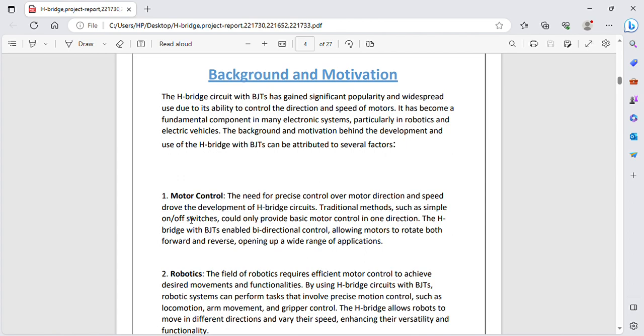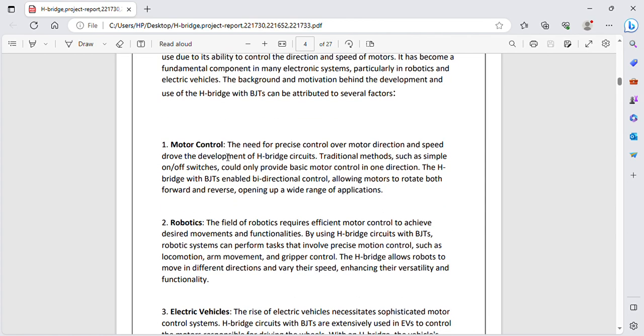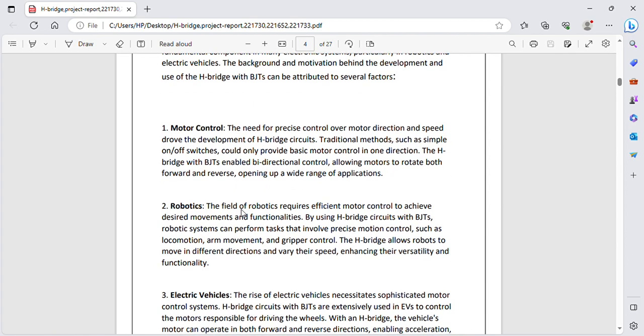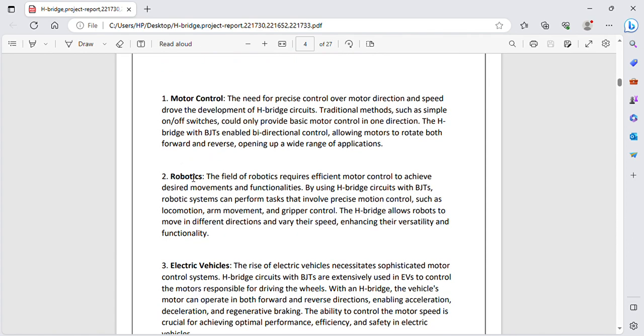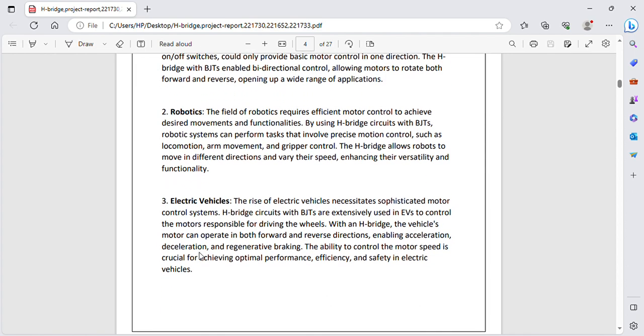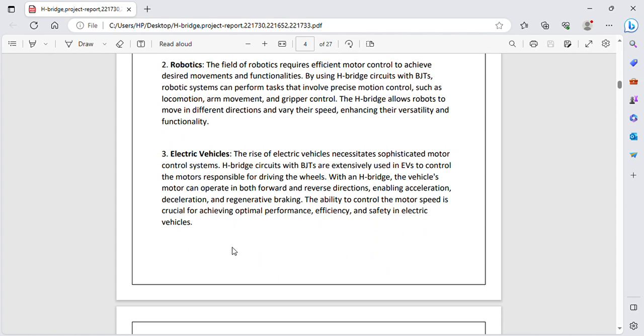These factors are: first, motor control, that we are going to control the motor in forward and backward direction, use the motor more precisely, and control the speed also. The second one is robotics, that we are going to use this circuit in robotics, using Arduino and microcontrollers more and more, and then we also use this in electric vehicles.